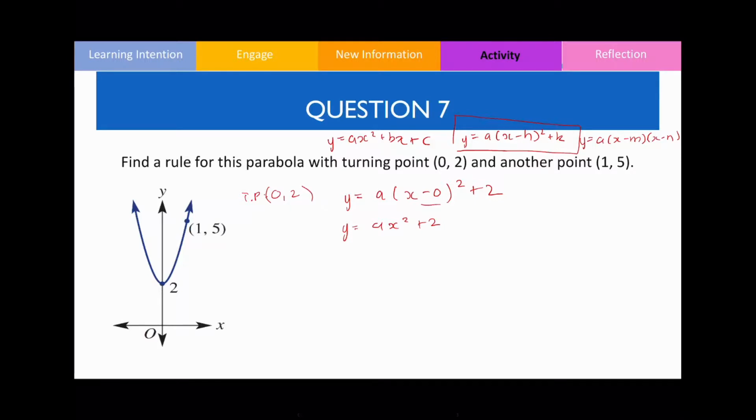We need to find out what the value of a is, and to do that they've given us another coordinate, and then we want to use this coordinate over here to find out a. So let's substitute that coordinate in and then rearrange to solve for a. So let's sub in 1, 5, therefore it's going to be 5 is equal to a times 1 squared plus 2. Well, 1 squared is equal to 1, right? So I'm going to write that as 5 is equal to a plus 2. Subtract 2 from both sides to solve for a. A is therefore equal to positive 3. Hence, your final equation is going to be y is equal to 3x squared plus 2.